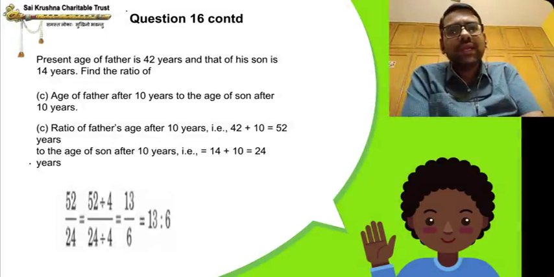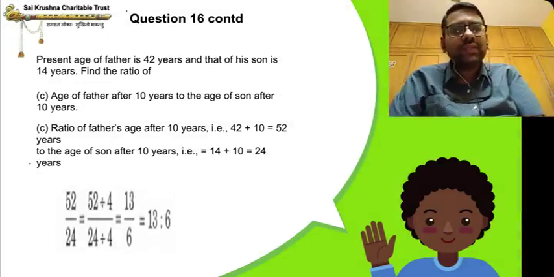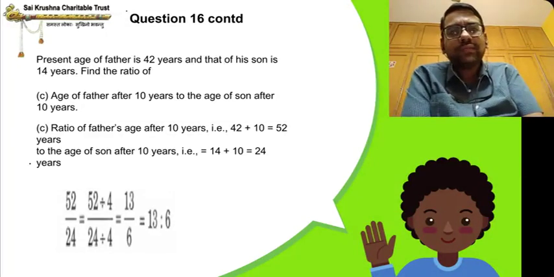Next, present age of father is 42 years. Son is 14 years. Find the ratio of the age of father after 10 years to the age of son after 10 years. Presently, what is the age of father? 42 years. So after 10 years, what will be his age? 42 plus 10. Now you are 14 years. After 10 years, what is your age? 24 years. Same way, the father's age after 10 years is 42 plus 10 equals 52 years.